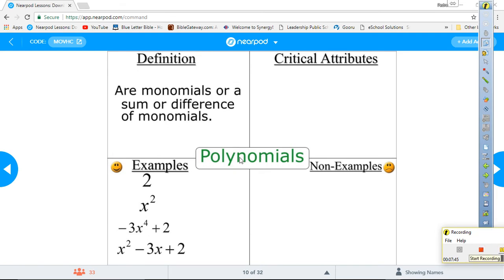All right. Writing utensils down, look up to the screen. You'll finish copying in a little bit. Writing utensils down, look up to the screen, please.